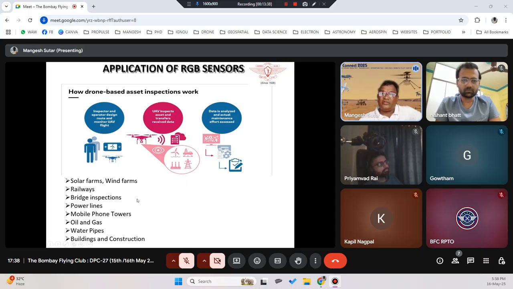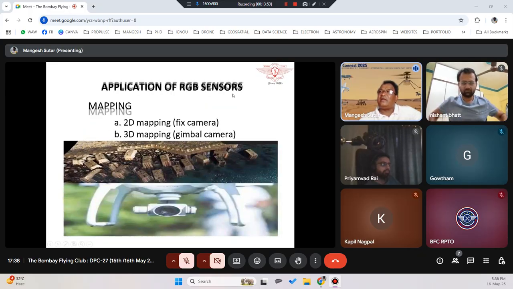Because you see, there are so many options available: solar farms, wind farms, railways, bridge inspection, power lines. So there are huge opportunities here to utilize drones. Application of RGB sensors can be used for 2D mapping or 3D mapping. 2D mapping you can do with a fixed camera also, but for 3D mapping you need a gimbal. With a gimbal you can capture different images from different angles.